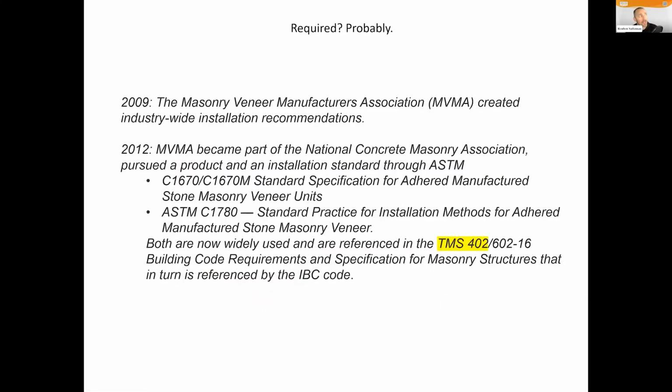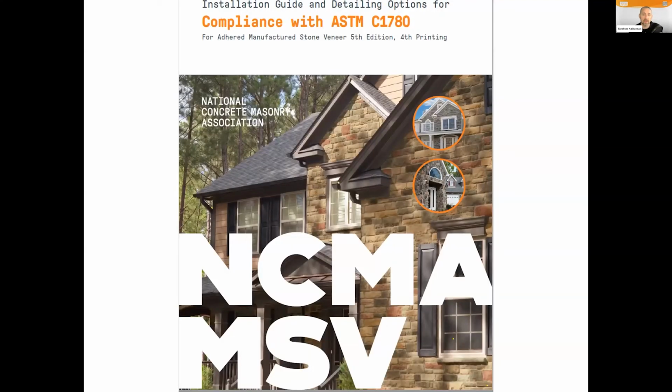It's not technically incorporated into the building code, but the manufacturers, the Masonry Veneer Manufacturers Association, became part of the Concrete Masonry Association. They're the ones who came up with the ASTM standards showing how the stuff is supposed to be installed. And then those ASTM standards and the TMS standards ended up getting adopted by the building code. So the building code says you need to follow this standard. Well, the standard mirrors exactly what's in this diagram that I just showed you, or in this installation manual.